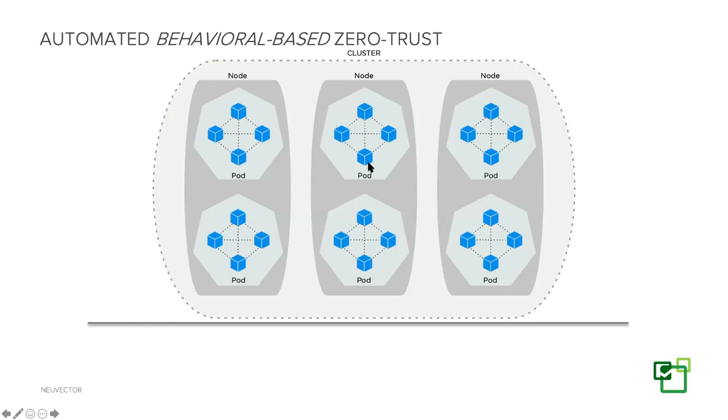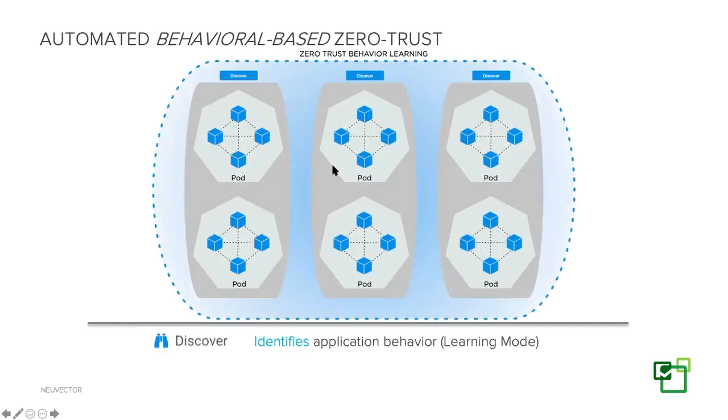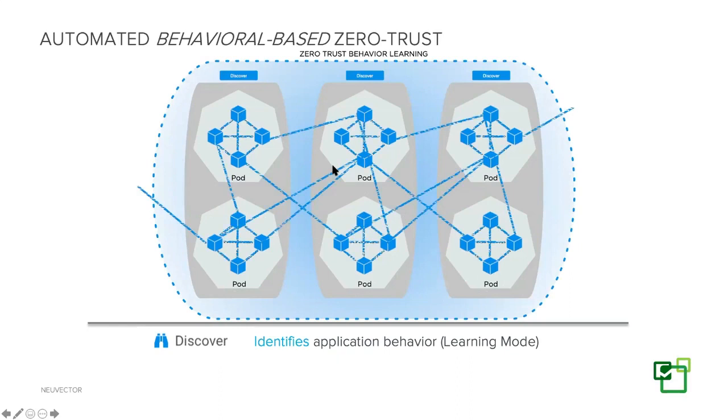When you deploy NeuVector and you apply the license, we are automatically in Discover mode. And Discover mode means that we are going to learn all of the network traffic that is happening everywhere inside of that cluster, every egress and ingress, pod to pod, all of the network traffic. We are going to see that, and we're going to learn that traffic in Discover mode. We also learn the processes when we're in this mode. So this is where we're learning the behavior.